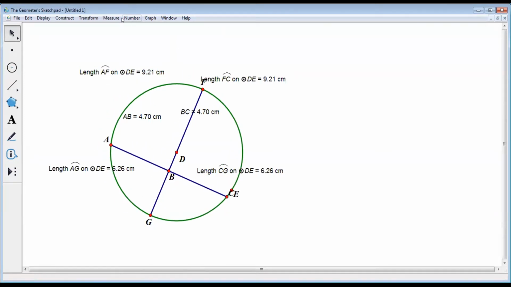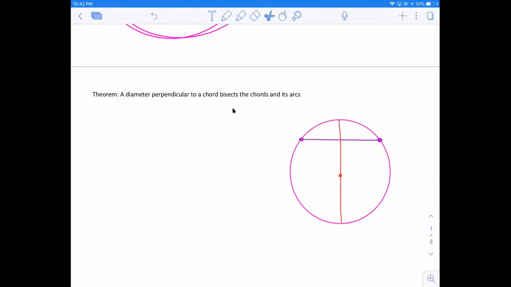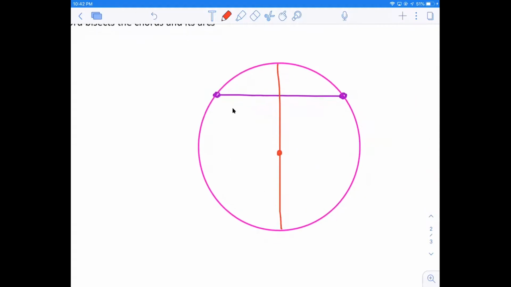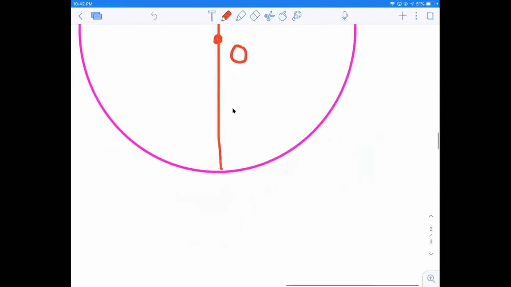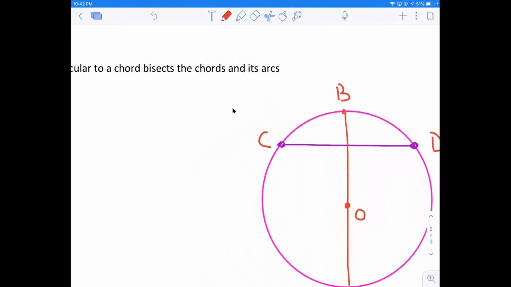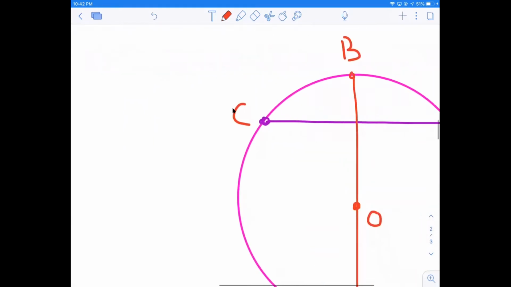So let's do a Euclidean style proof, and get back to my iPad. Share this. Screen mirroring. Mirror. And there we go. All right, so let's write out our givens and what we want to prove. So I'm going to give this some letters. Let's call this circle O. I'm going to call this A over here. Call this point up here B. And let's call this C and D. So I know I'm given a diameter, BOA.